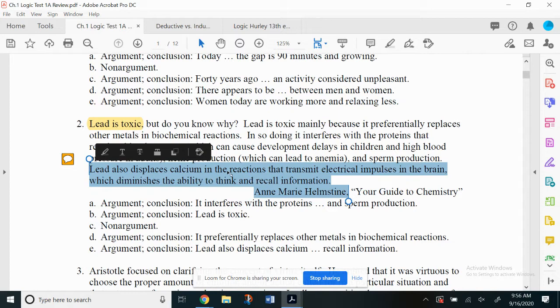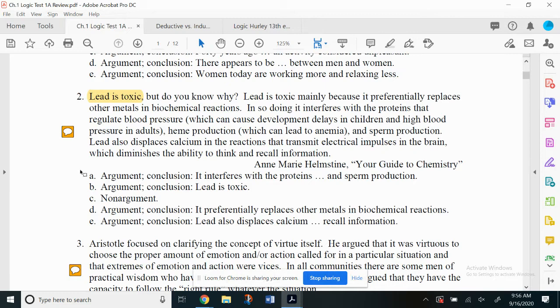So long story short, how many of you got C, non-argument? That's why. Well, if you did, it's correct. If you thought this was the conclusion, all you got to do is see, does all this support this? No. One statement does, but the rest don't. But again, all statements have to support that for it to be an argument. So again, non-argument gives you a good amount of information about lead, but it doesn't make an argument about lead being toxic. Okay, so let's do three.